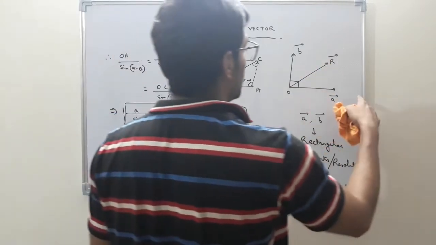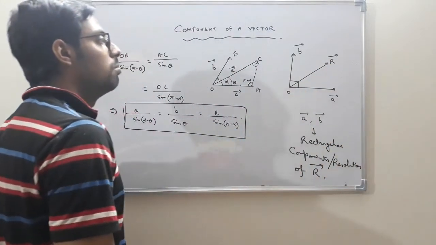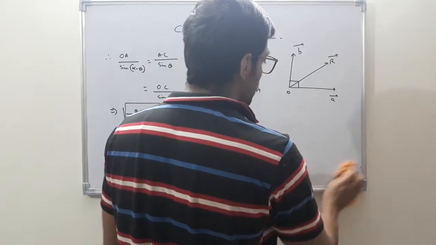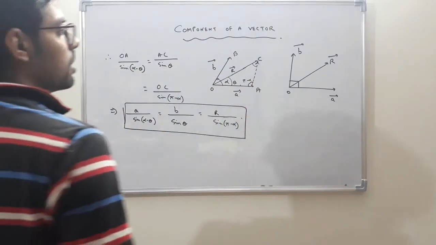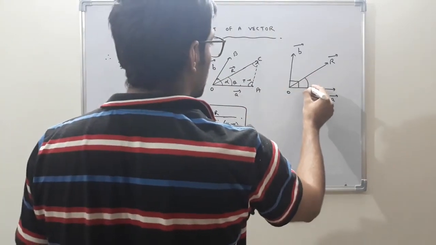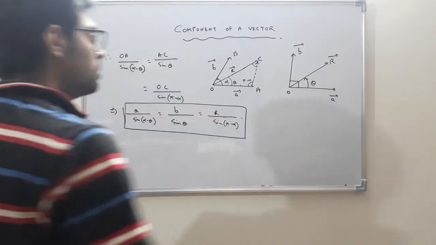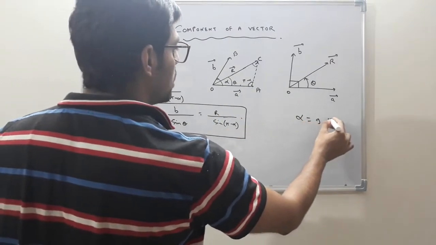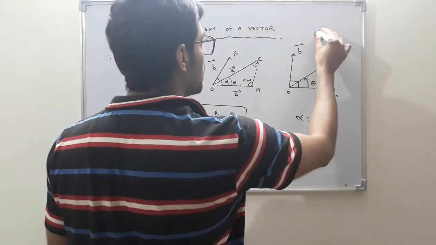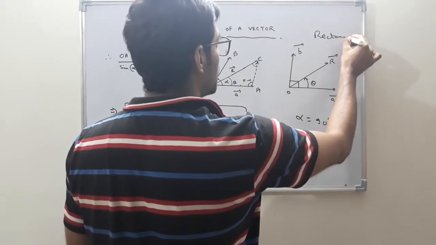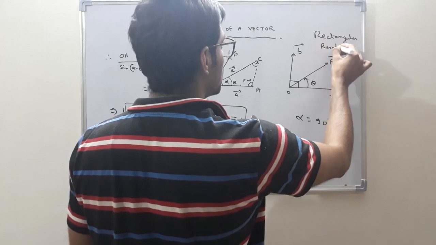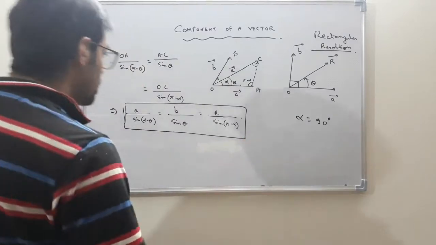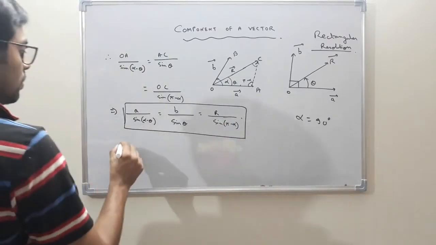We are resolving this R vector into A vector and B vector such that the angle between A and B is 90 degrees. Then, suppose the angle between R vector and A is theta as previous. Now alpha has become 90 degrees. This is the case of rectangular resolution. Therefore, put alpha equal to 90 degrees into this equation. Then what will you get?